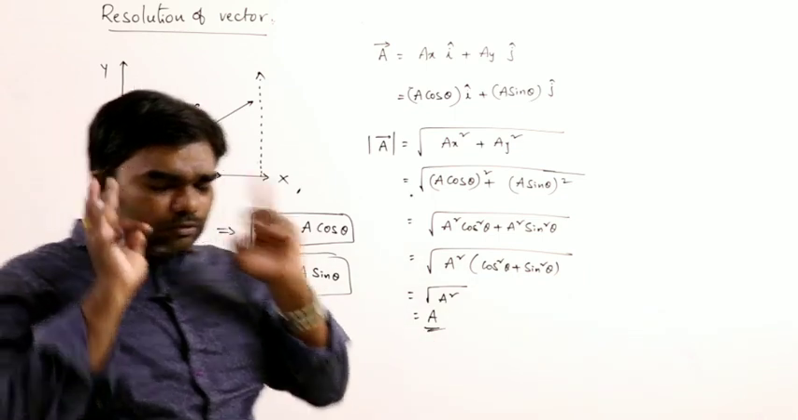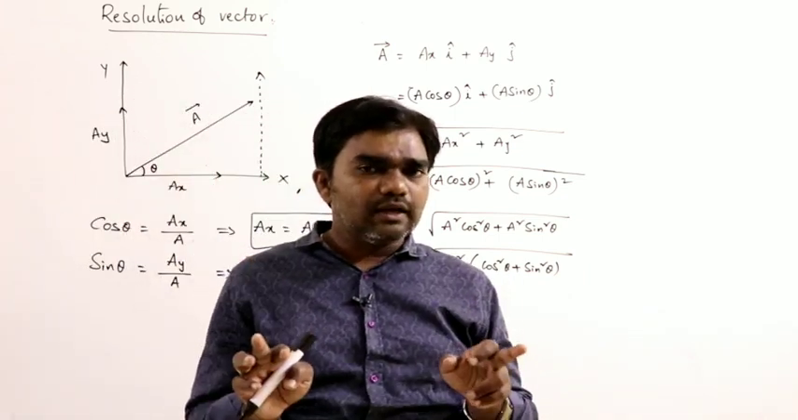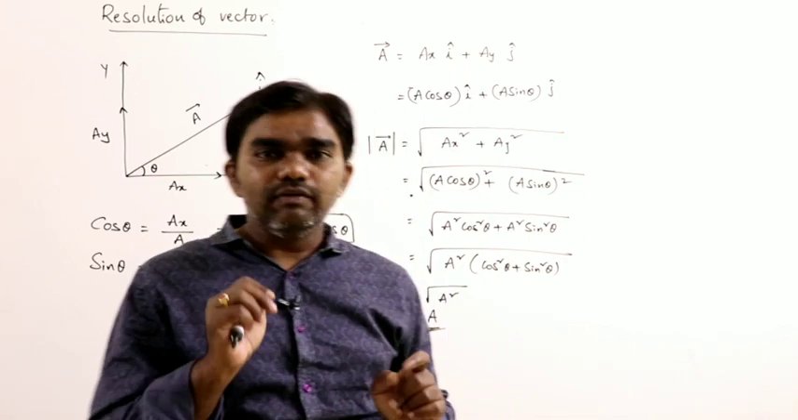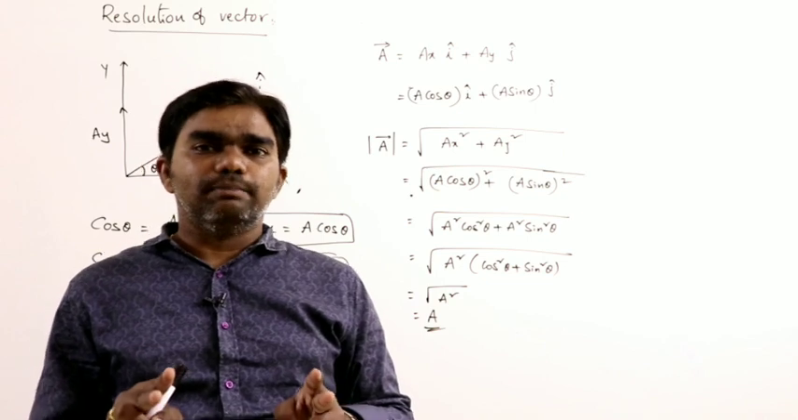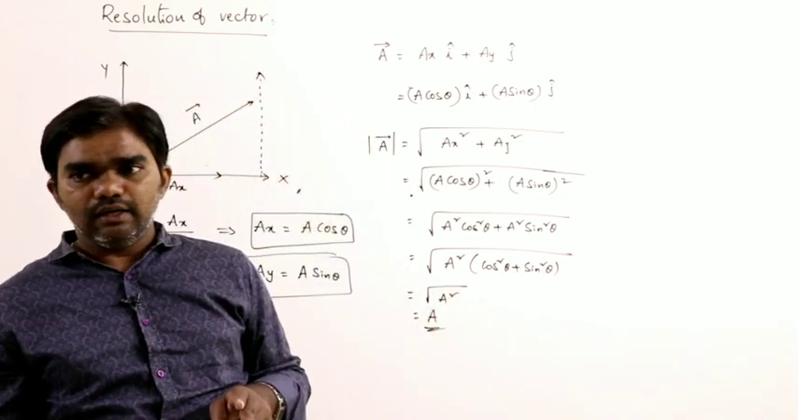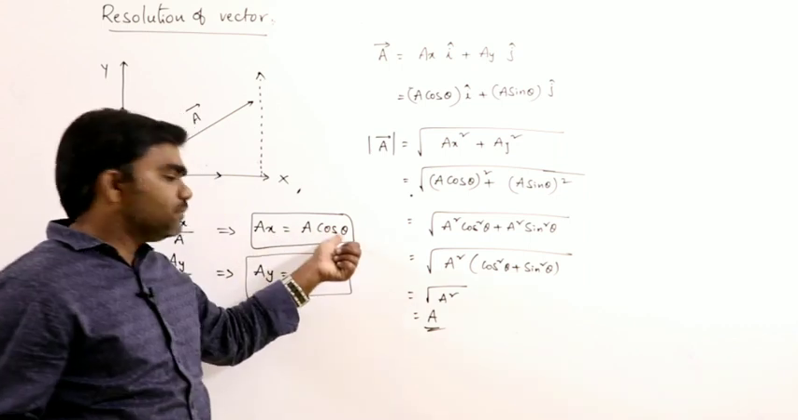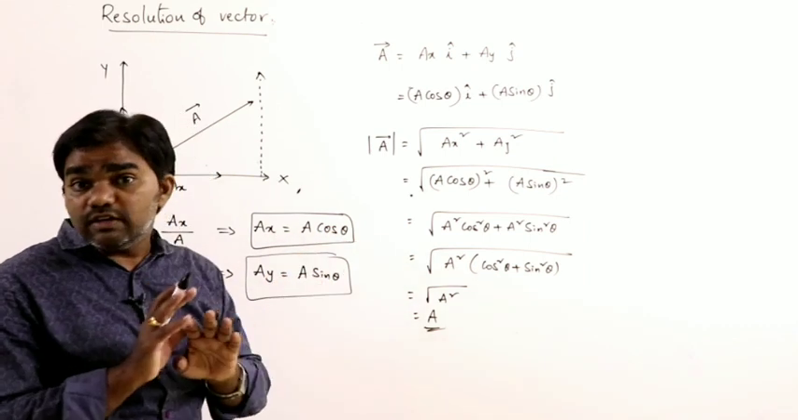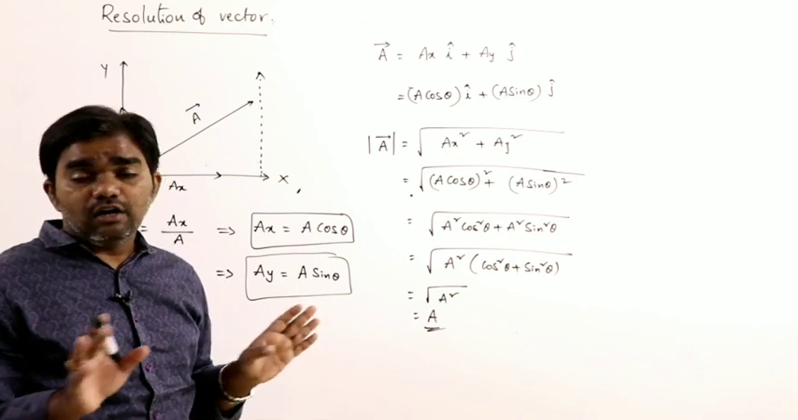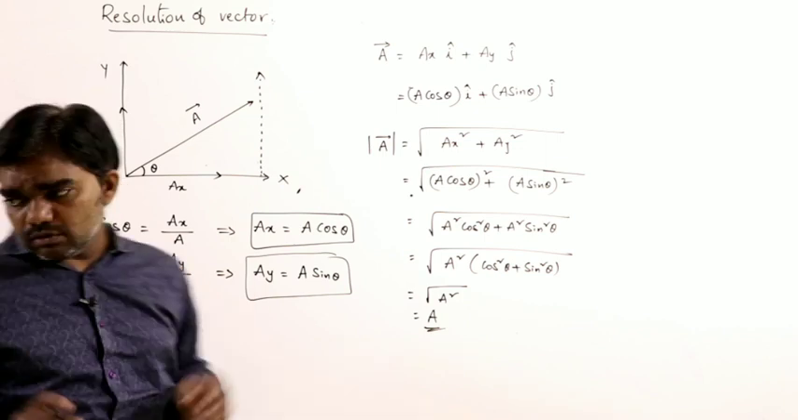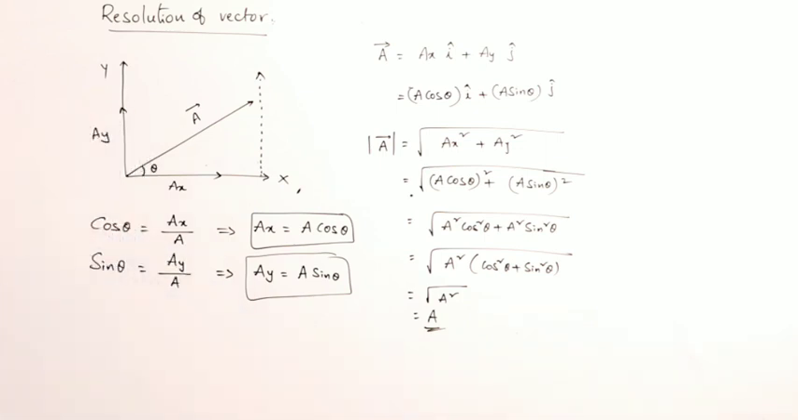So, blindly you can remember that any vector, not scalar, can be divided into two mutually perpendicular components. One is horizontal, another one is vertical. What is horizontal here? A cos theta. What is vertical? A sin theta. Not always is horizontal cos theta, not always is vertical sin theta. That depends on the angle.